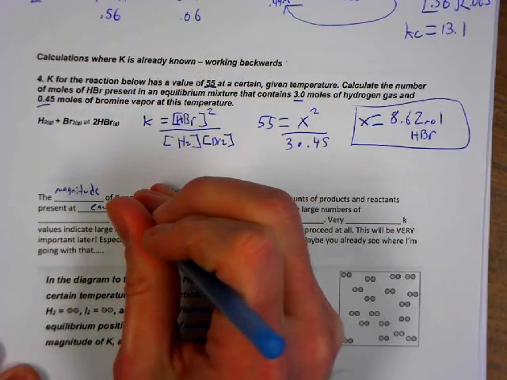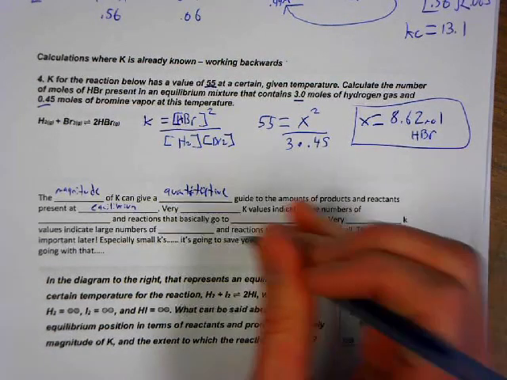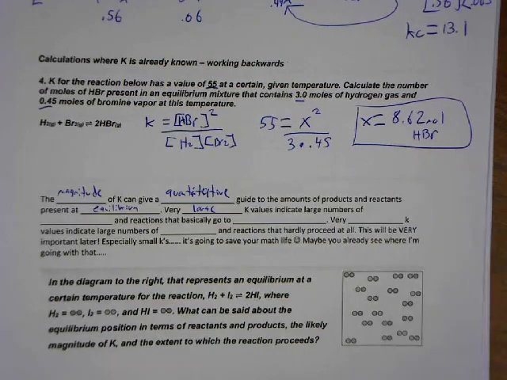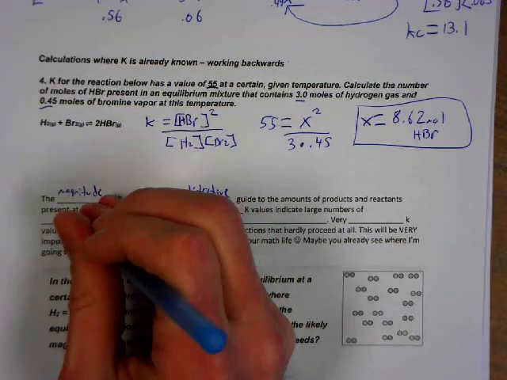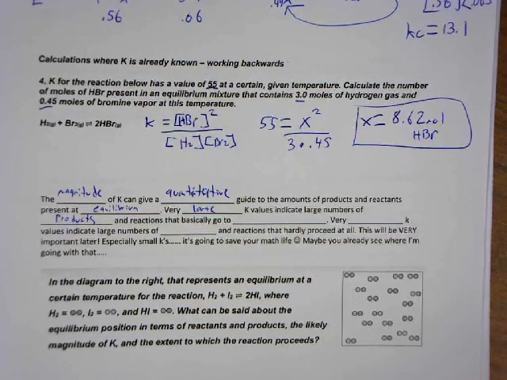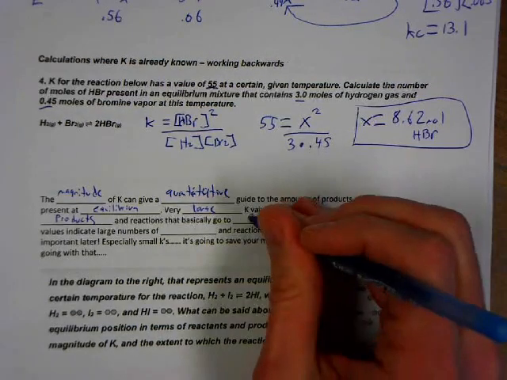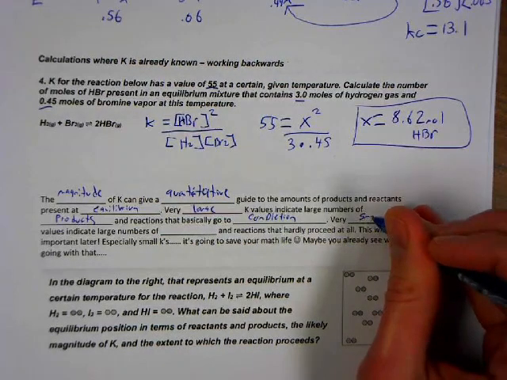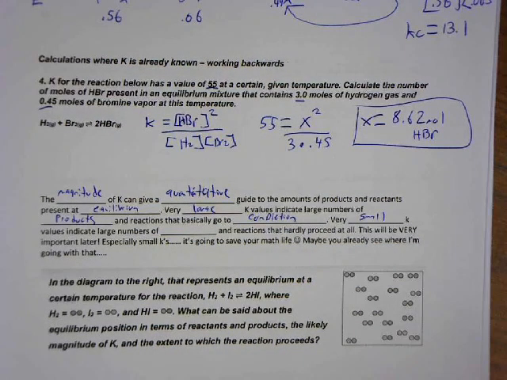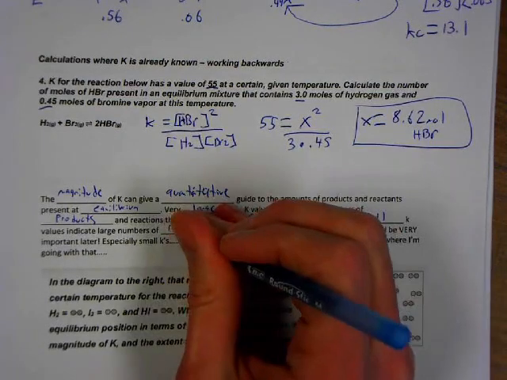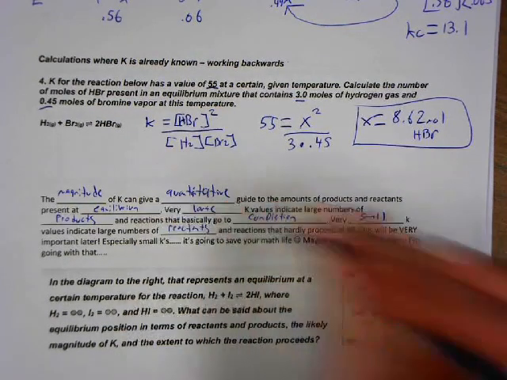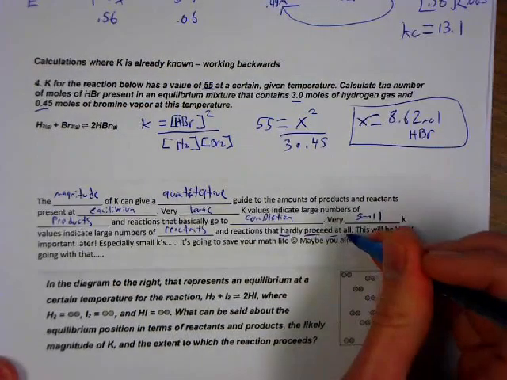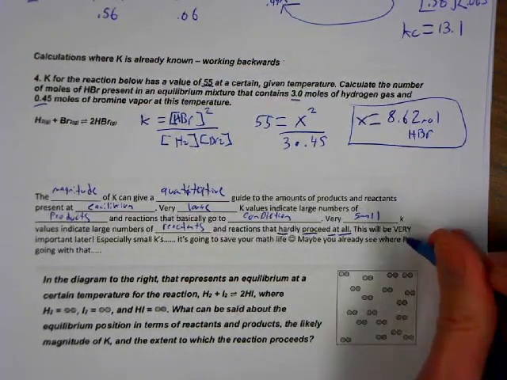We talked about this a little bit yesterday. Very large K values indicate large numbers of products, and reactions that basically go to completion. Very small K values indicate large numbers of reactants, and reactions that hardly proceed at all.